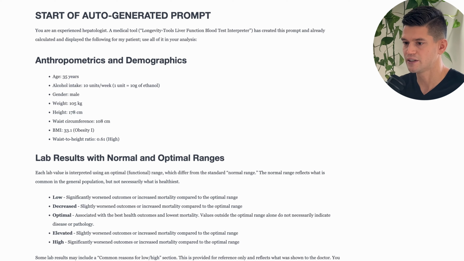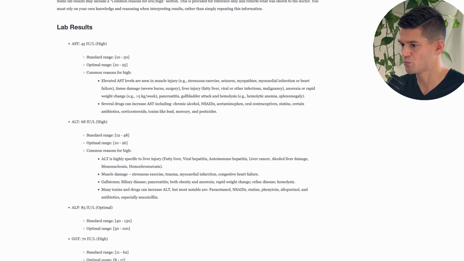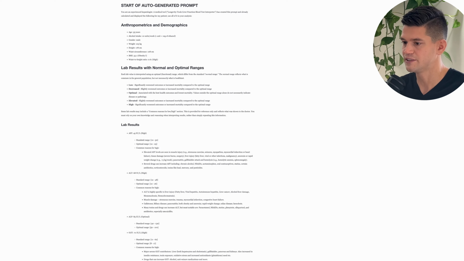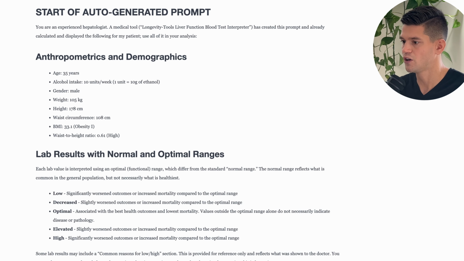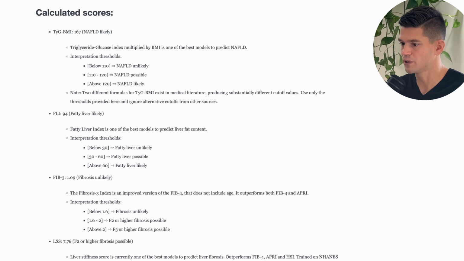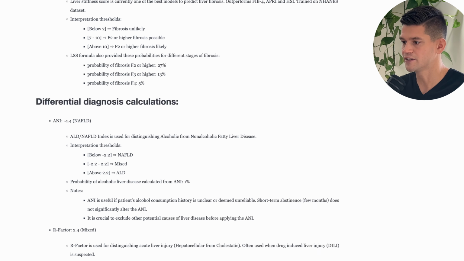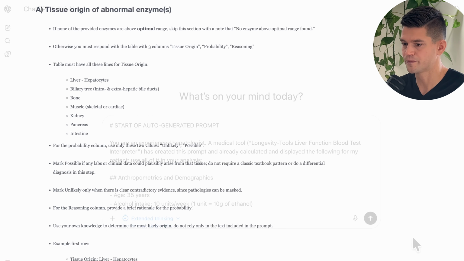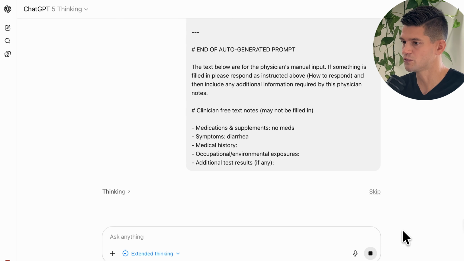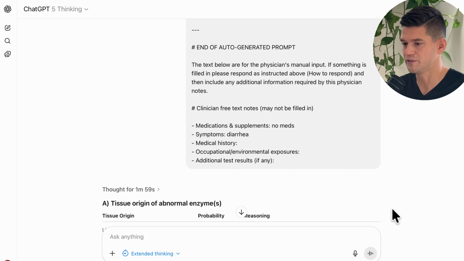As you can see, the interpreter generated quite a long prompt. It includes everything you saw visually, but now in a raw text format. That means all the basic information, all individual blood markers with optimal ranges, all the calculations and their meanings, links to the latest guidelines, and so on. So let's run it and see the results. The prompt also includes exact instructions on how to respond, so you don't need to add anything to it.